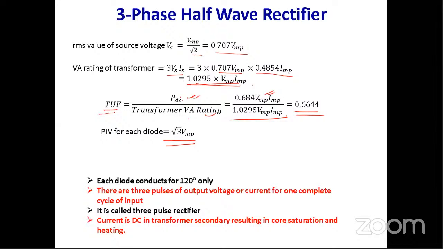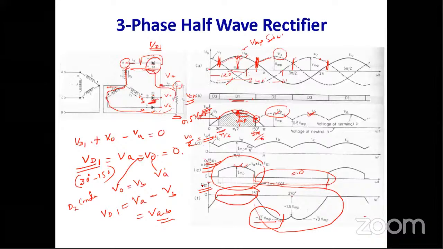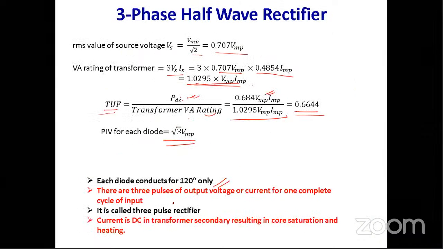And what are the advantages or characteristics? Each diode conducts for 120 degrees only. There are three pulses of output voltage. If you observe the output voltage, only three pulses are present, and after that there is a repetition. That is why it is called three pulses of output voltage or current for one complete cycle. Sometimes this circuit is also called a three-phase, three-pulse circuit, or a three-pulse rectifier.